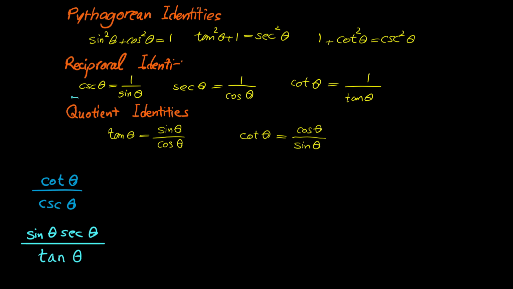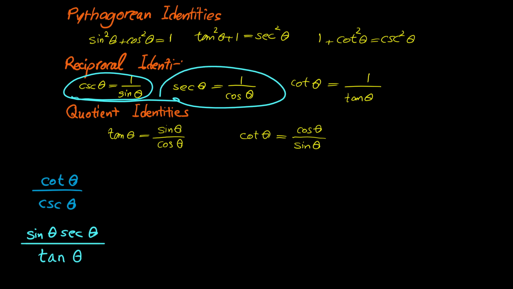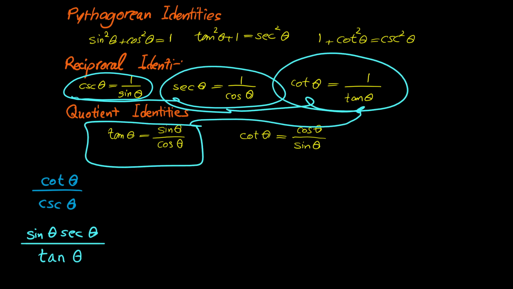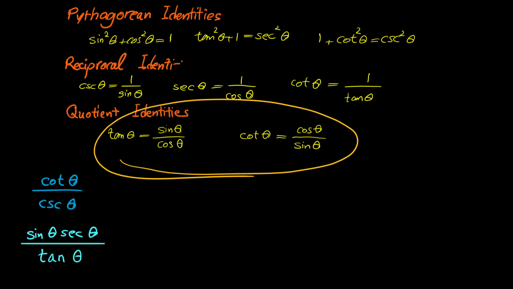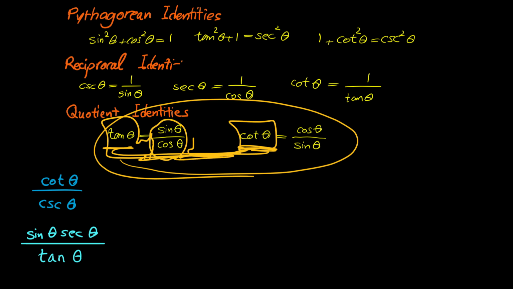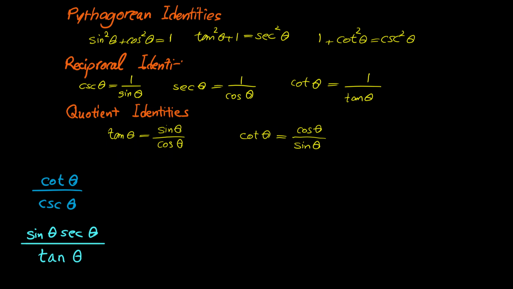Reciprocal identities. Cosecant is 1 over sine, secant is 1 over cosine, cotangent is 1 over tangent. Quotient identity. Tangent is sine over cosine, cotangent is cosine over sine. For example, we use these identities whenever we have tangent or cotangent, because usually, not necessarily, but most of the time when we have tangent or cotangent, we prefer to write them in the form of sine over cosine and cosine over sine, because we can work with sine and cosine easier than tangent and cotangent.